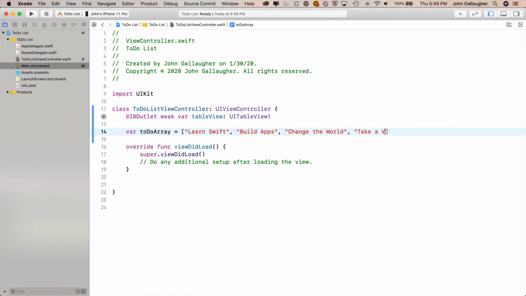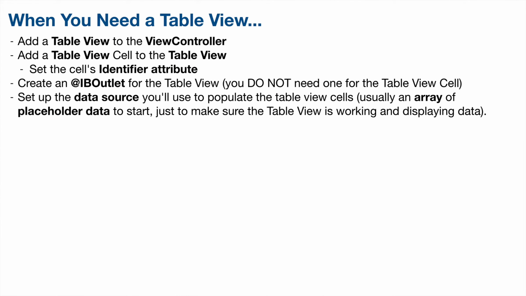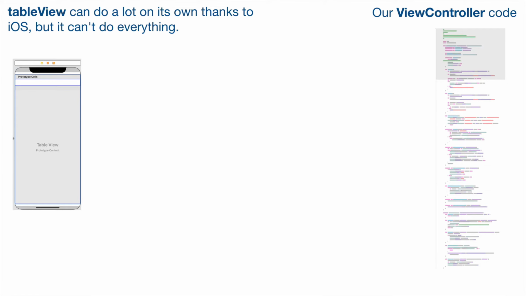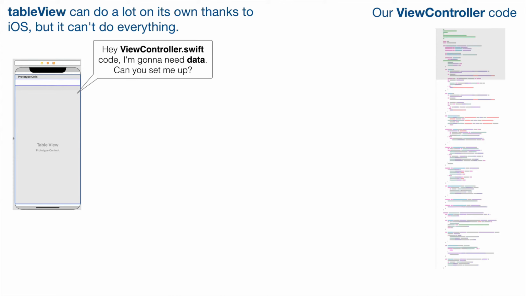Next up, we need to set up our code to be the data source and the delegate for our table view. And this is what we mean by that. Now, iOS gives us a lot of built-in functionality with the table view that we don't need to write any code for at all. But one area where iOS is going to need some help is it's going to need some data. Otherwise, the table view's got nothing inside it.